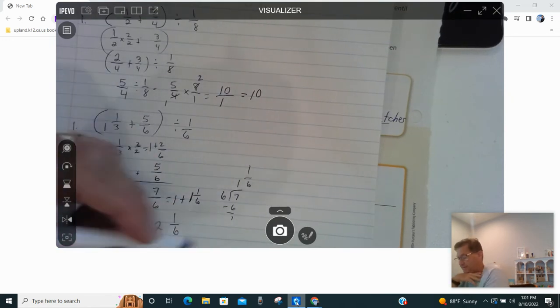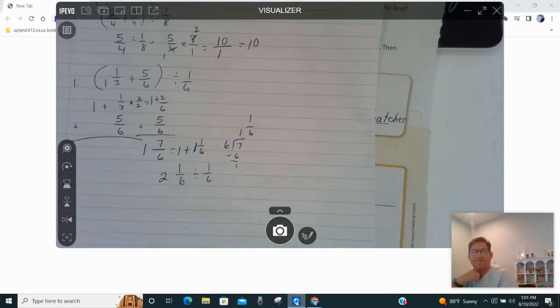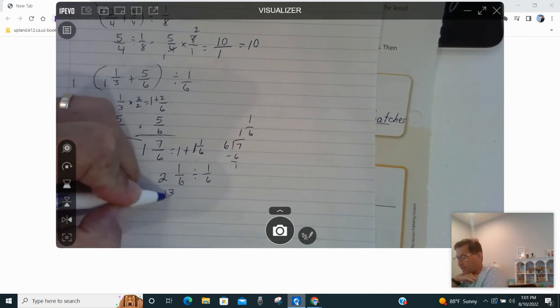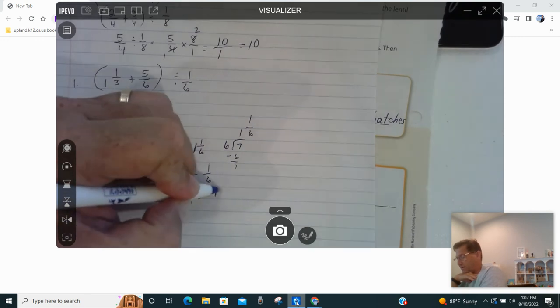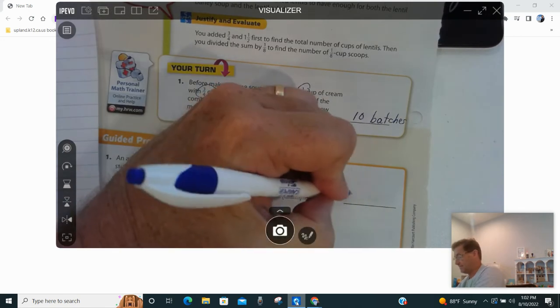2 and 1/6, and we have to divide by 1/6. So what we were doing was finding a common denominator, right? So we have 13/6 times 6 over 1. We have 13 over 1, or 13 pieces.